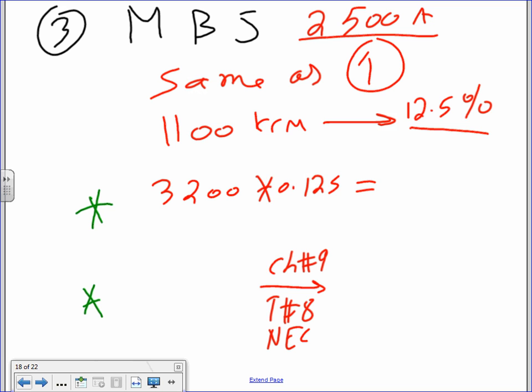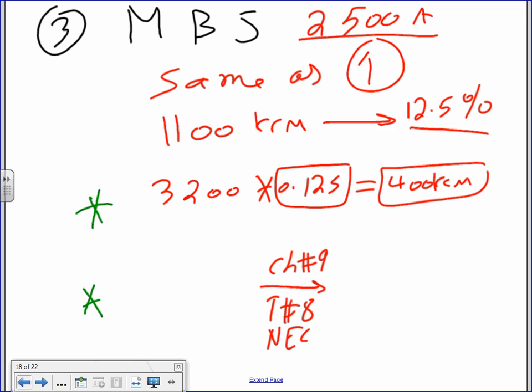Okay. Main bonding jumper, same as number 1. At the switchgear, if it's more than 1100 kcm, you have to multiply it by 12.5%. So this is where the rule changes. The same calculation, like main bonding jumper is the same as number 1, which is a ground electrode conductor, except for this modifier. If you go larger than 1100 kcm, you have to multiply by 12.5%. Okay, so that's what we're going to do. If you multiply it, gentlemen, you're going to get yourself a 400 kcm here.